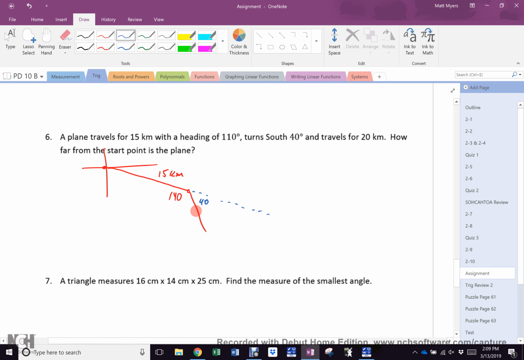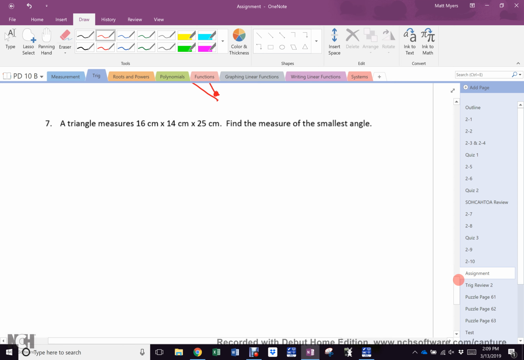And this side is 20 km. That's where he ends up, so I need this, which is little c. C equals the square root of 15 squared plus 20 squared minus 2 times 15 times 20 times cos 140 equals. And a triangle measures 25, 16, 14. The smallest angle is right there, which means I'm looking for big C.